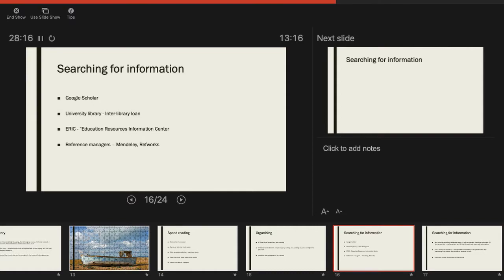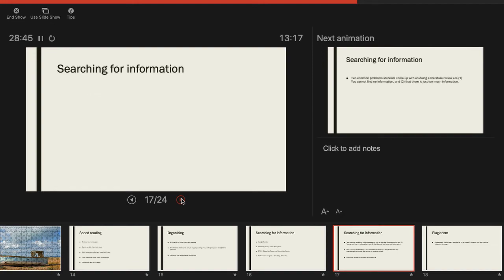So you can use ERIC, or I think even with Google Scholar, you can stand corrected, you can export the publication to this particular program. Once you are ready to include all these references, you would use Mendeley to export all those references to your Word document. Okay, so that's just some information with regards to organizing your literature review.